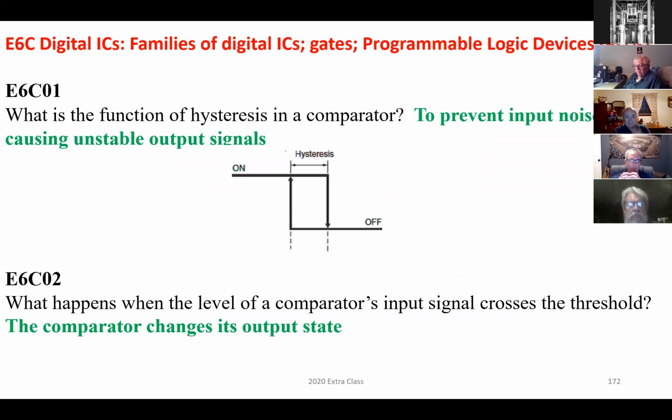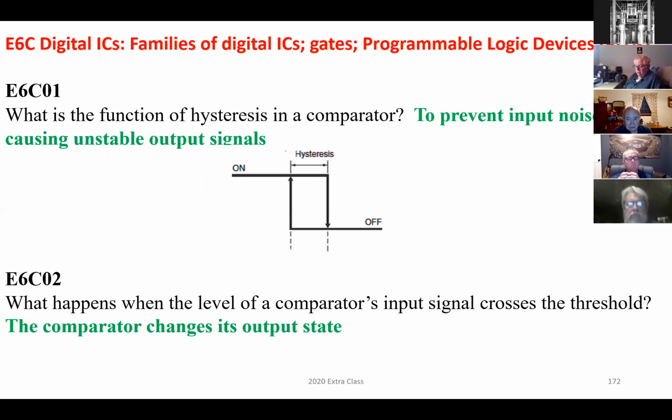Oh, this is section C, which is digital. Okay, number 1. What is the function of hysteresis in a comparator? It's A, to prevent input noise from causing unstable output signals.